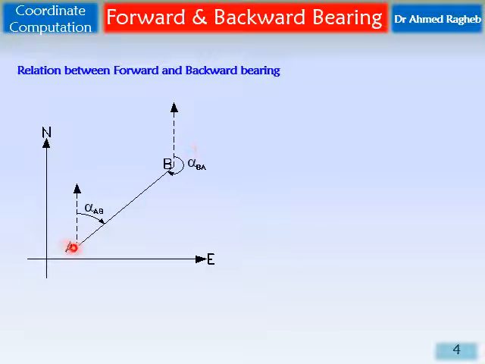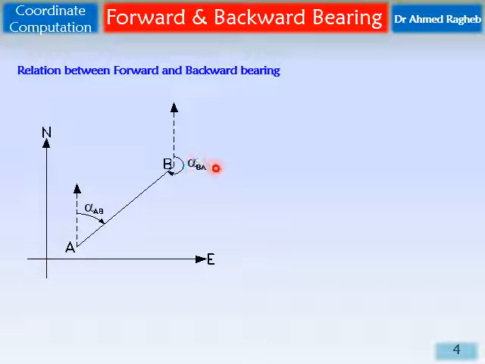If you're considering the line as AB, then forward bearing is alpha AB, backward bearing is alpha BA. And if you're considering the line from B to A, then the forward bearing is alpha BA and the backward is alpha AB. It doesn't matter, you just need to know how you're looking at the line and what's on the left and what's on the right.